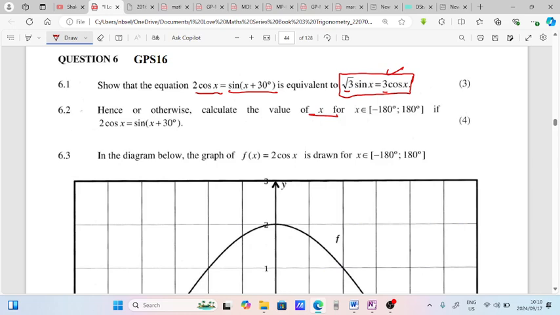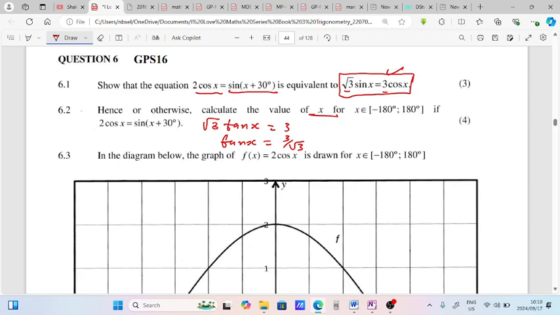So obviously it converges to tan. Because if you divide both sides by cos x, then we have tan again. So we can have this as square root of 3 tan of x equals 3. Now this is tan of x equals 3 over square root of 3. From there we get the general solution of this one.